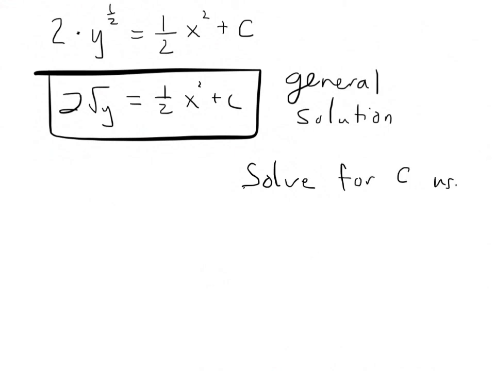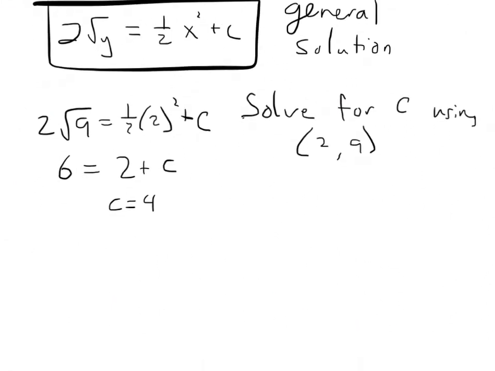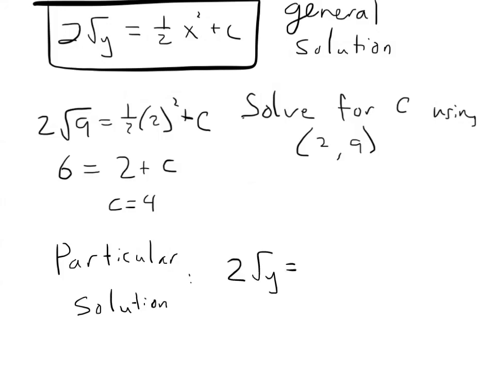Solve for c using the point 2, 9. So I have 2 root 9 equals 1/2 times 2 squared plus c. 6 equals 2 plus c. That means c is 4. And so my particular solution is the same function I had up above, 2 root y equals 1/2 x squared. The difference is now it's plus 4.